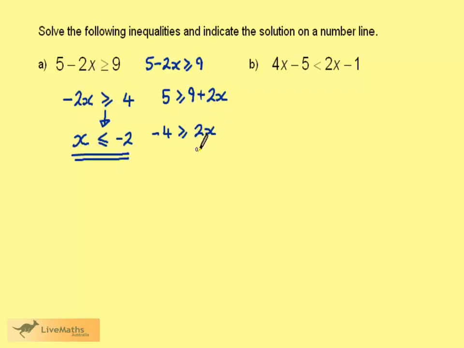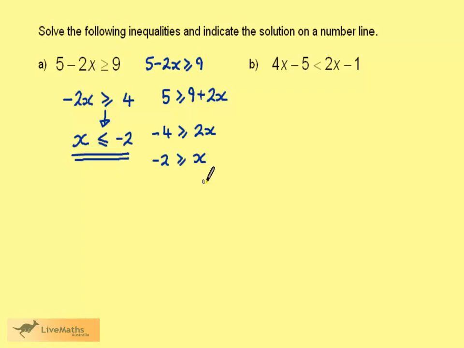2x. We can divide both sides by 2. There's no problem if we divide by a positive number. Minus 4 divided by 2 is minus 2. The inequality sign stays the same way round, and on the right we get x.